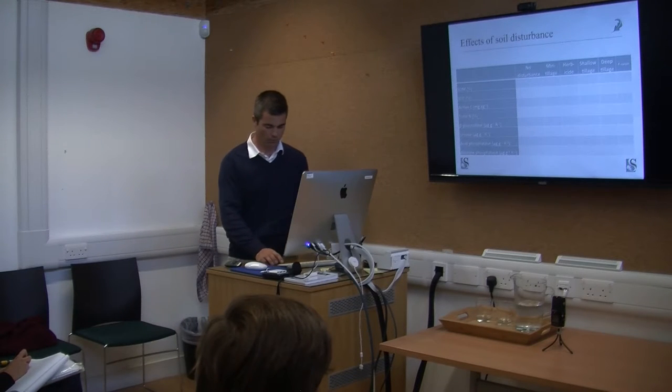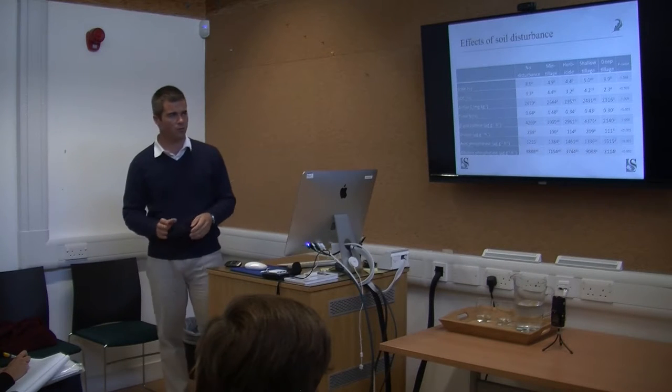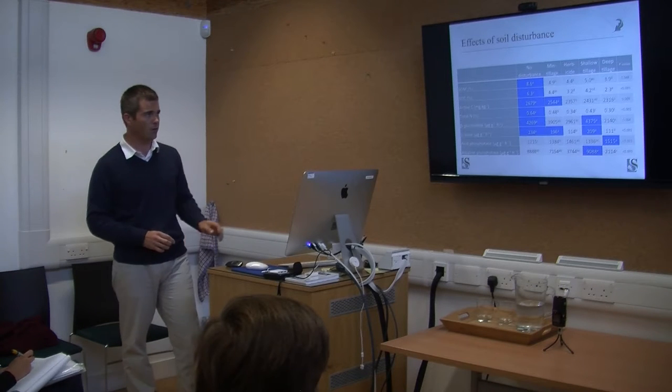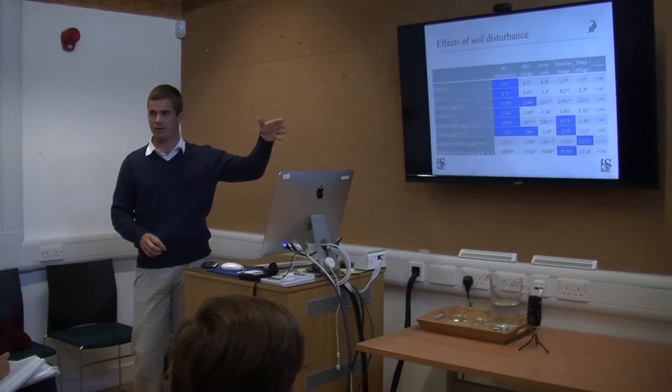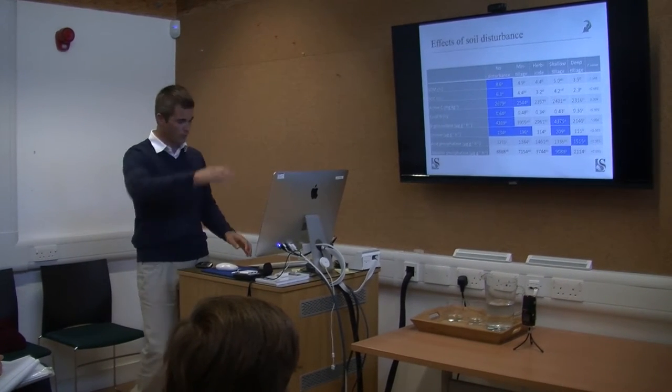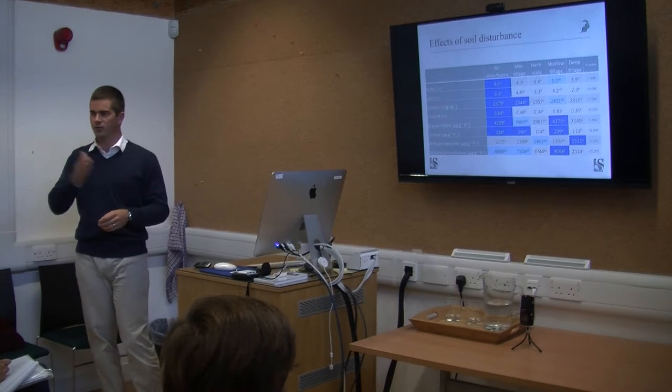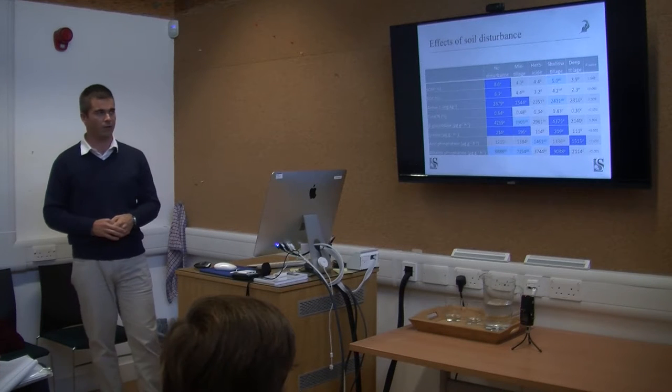For soil organic matter, soil organic carbon, active carbon, total nitrogen, and a range of enzymes, these effects were tested, and it's a lot of detail, so I'm not going to go into much detail. I just want to point out trends. The dark blue indicates the highest value within each row, and the light blue indicates a value that did not differ significantly from that of the highest value.